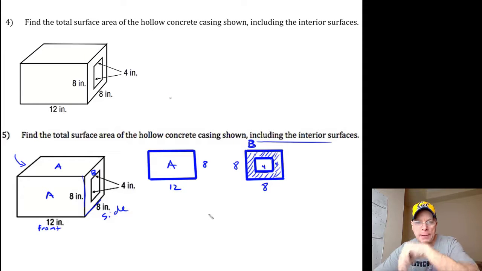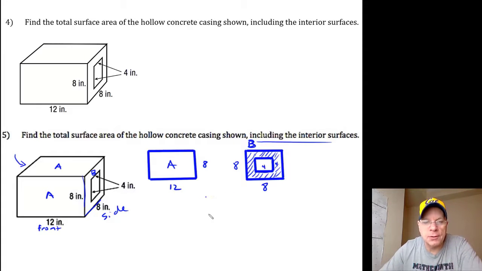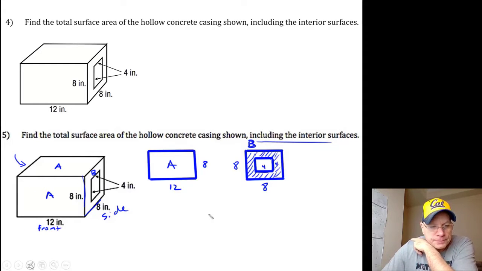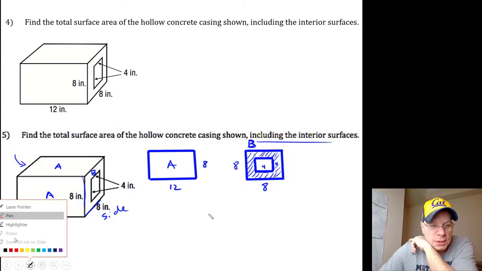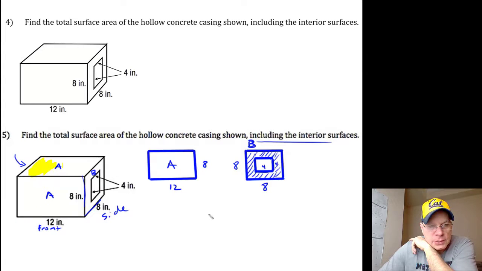Number 4 was also on the video. Well, not the whole thing, but the video got you started. I showed you on the video that this is like a cinder block. You see this in construction sometimes.